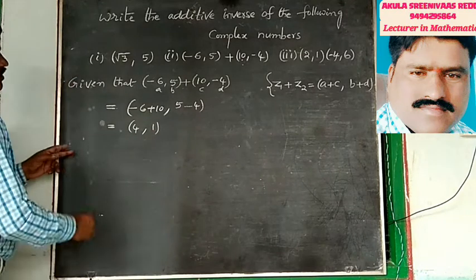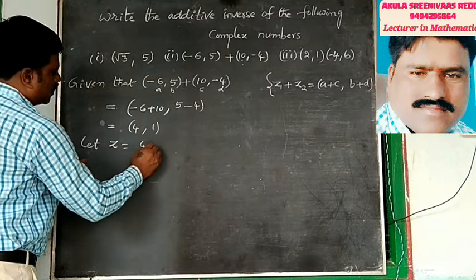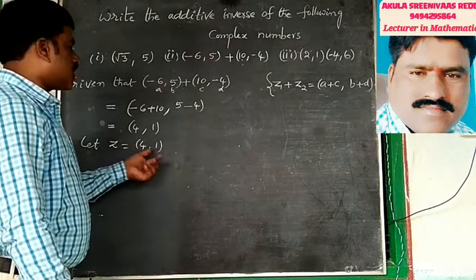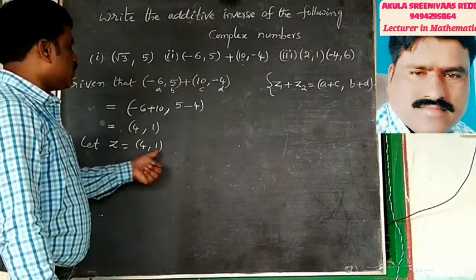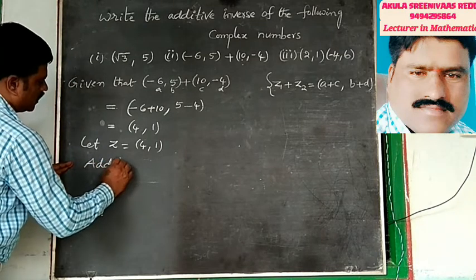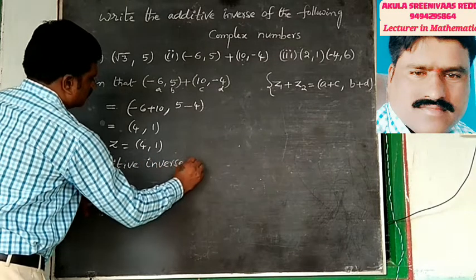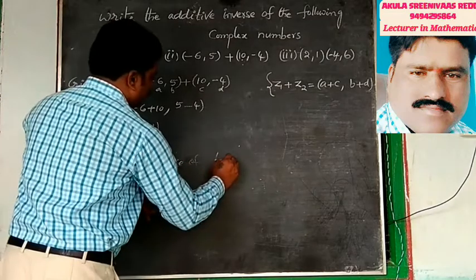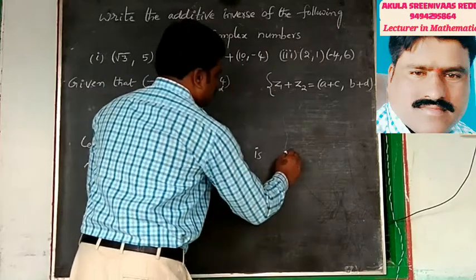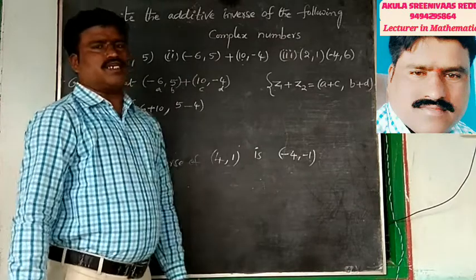So therefore let z is equal to 4 comma 1. Now we find additive inverse of 4 comma 1. Therefore additive inverse of 4 comma 1 is minus 4 comma minus 1. So that is minus a comma minus b.